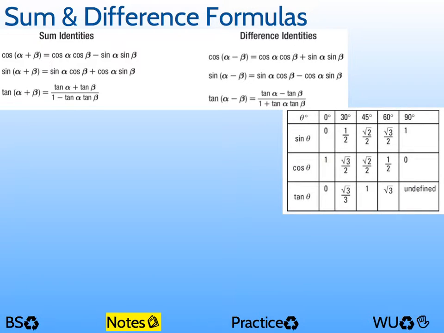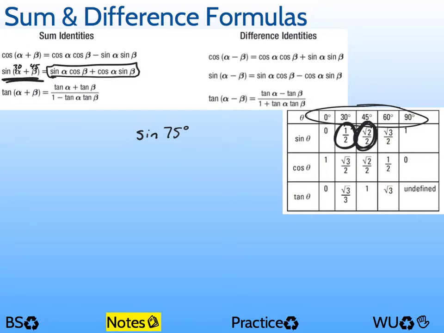This can become helpful if you have a problem that's asking for something like sine of 75 degrees, because up here, there is no 75 degrees. However, I know what sine of 30 degrees is, and I know what sine of 45 degrees is. So if we go over here, you can just pretend that this one is 30 degrees, this one's 45 degrees, and then follow the rule to solve for the exact value.